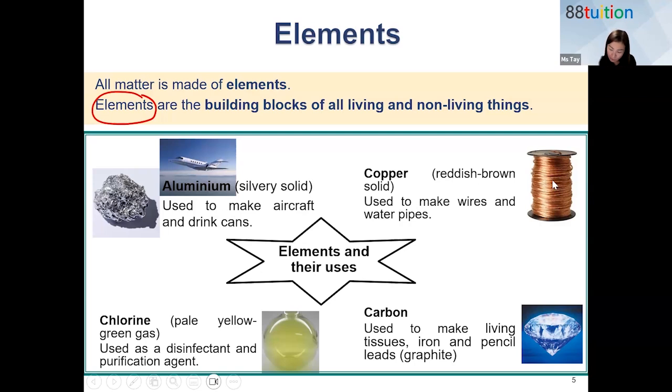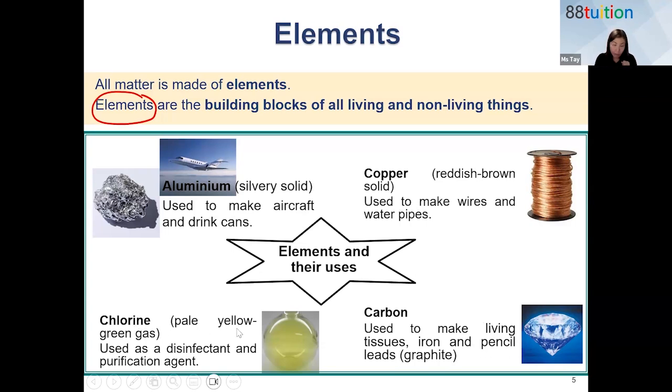Copper, very useful metal. It is the one that is most distinct in a way because it has a certain color to it. Now, copper is reddish brown. Many times you will also see the word pink brown. Okay, so this is the color of copper. It's used to make wire and water pipes. Remember some of these uses because you'll be tested in your WA or in your year-end exam.